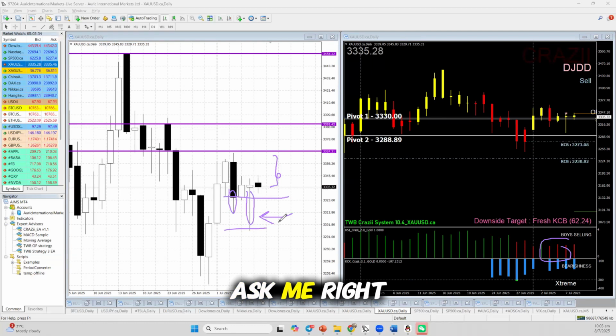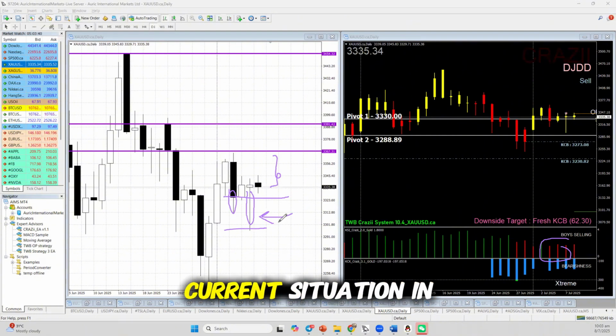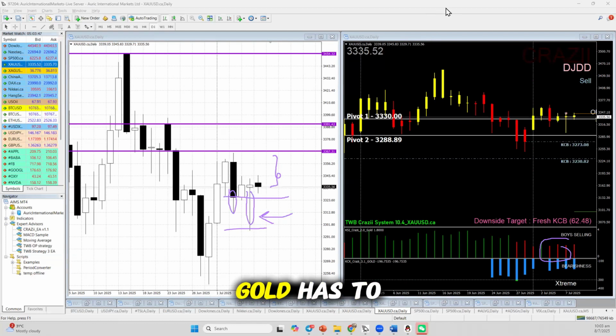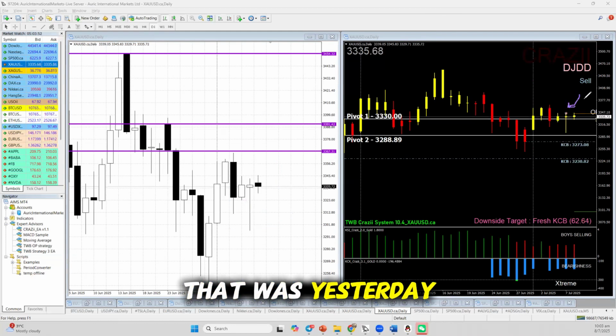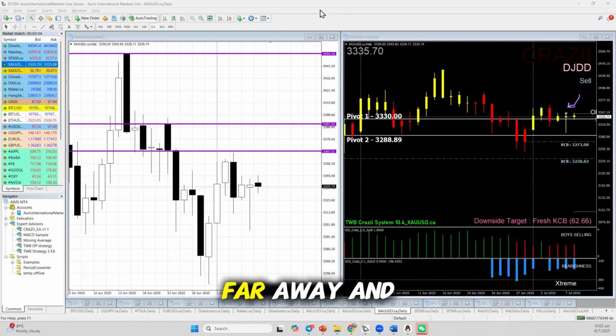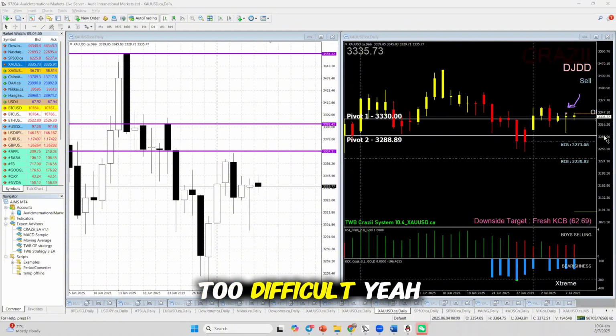So if you ask me, I will be very, very, very careful on the sell. I will still sell gold, definitely, because of the current situation in the market. But once I see gold start to stabilize, okay? Now, what do you mean by stabilize? One way to look at it is that gold has to go past the high of the market from yesterday. That will be quite easy. It's not too far away, and that level is about 3342. Right now we are about $7 away, so it's not too difficult.